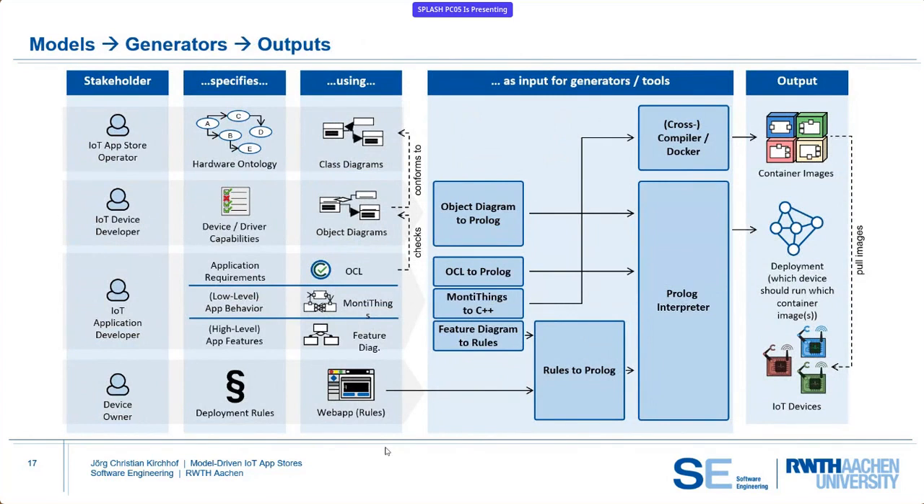So we have the IoT app store operator that has to specify which hardware is to be expected. And he does that using a class diagram, saying, for example, that there are cameras, that there are temperature sensors, or something like that. We have the device developer who specifies the capabilities of each device that he develops, so which concrete specific sensors are present on the devices and which capabilities they have. So, for example, an accuracy level or something like that, a field of view for a camera. So the specific properties of the hardware.